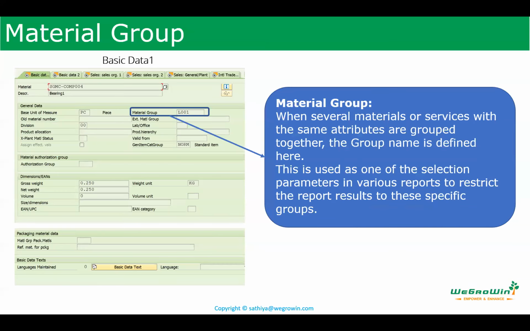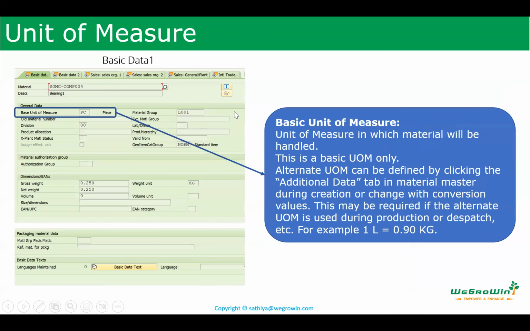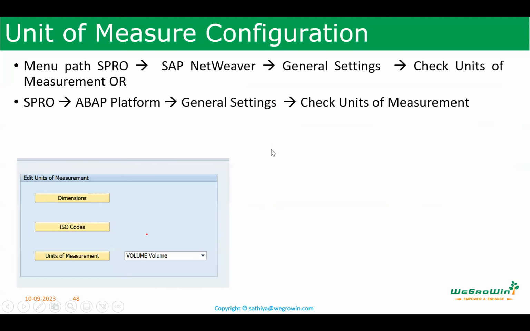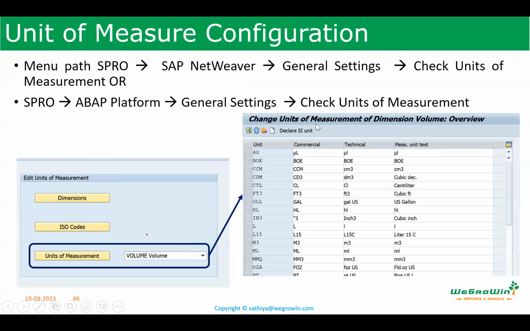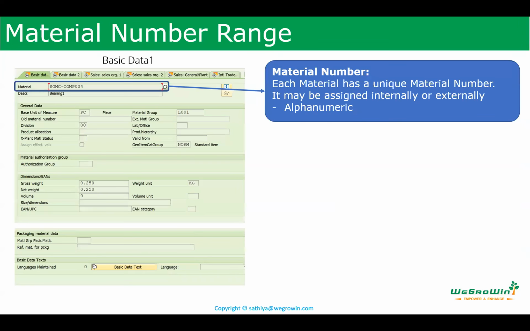Right. Next is the material group configuration. We discussed the material group for external operation. Here, again, this is where we go and define the material group. It's a very simple configuration. Unit of measure also we can define through this menu path. There are two menu paths; you can select either one and define the units of measurement. You can create a new unit of measurement also, but whatever is defined in SAP itself is more than sufficient.